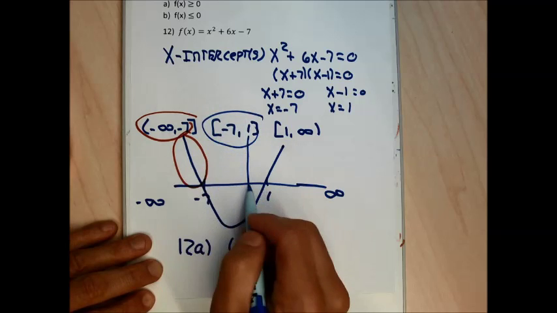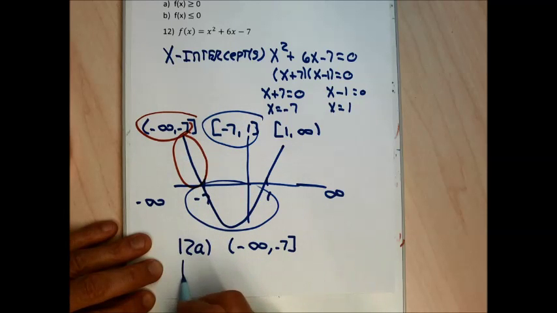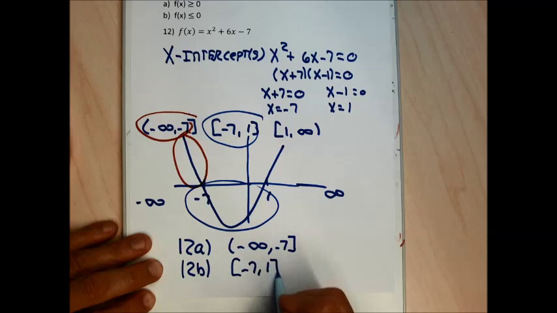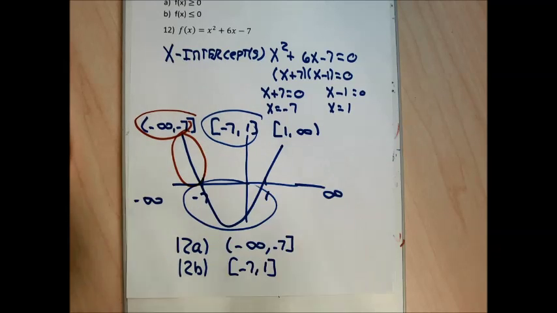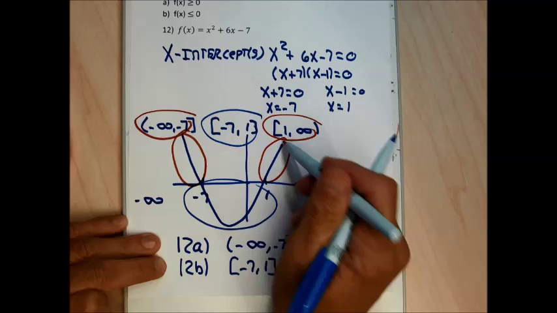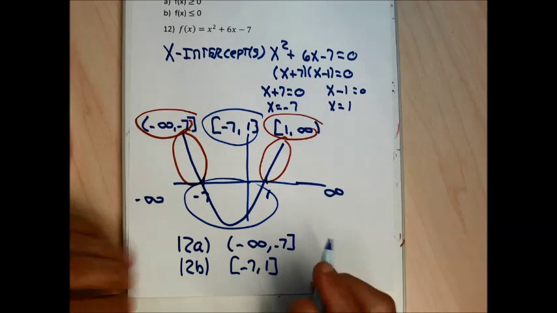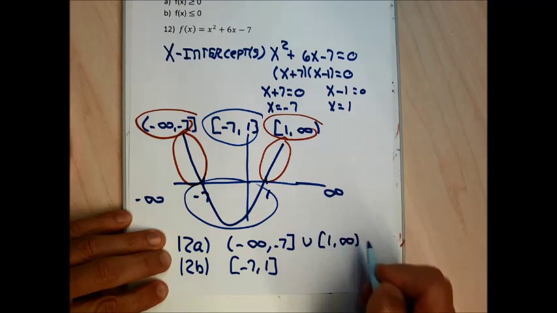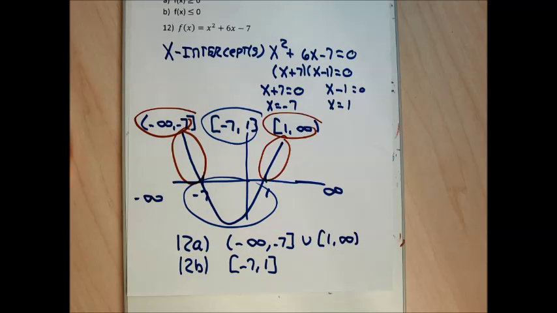The middle interval corresponds to that part of the graph which is beneath the x-axis. That's going to be in part b, where the f of x's or the y's are negative. The last portion of the graph corresponds to that interval. The y's are positive, so it's going to be in part 12a. So I'm just looking above and below the x-axis once I have the graph.